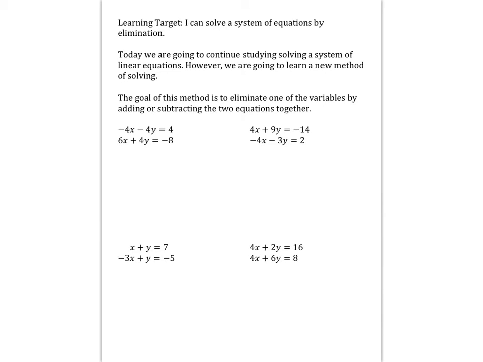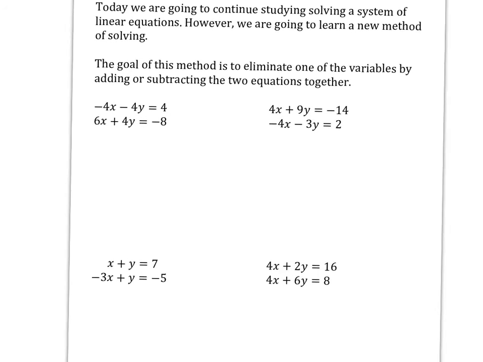the elimination method. So the goal of this method is to eliminate one of the variables by adding or subtracting the two equations together. So we want to eliminate or get rid of one of the variables, solve for the other variable, be able to plug it back in, and then solve for that last remaining variable. Let's take a look at an example.